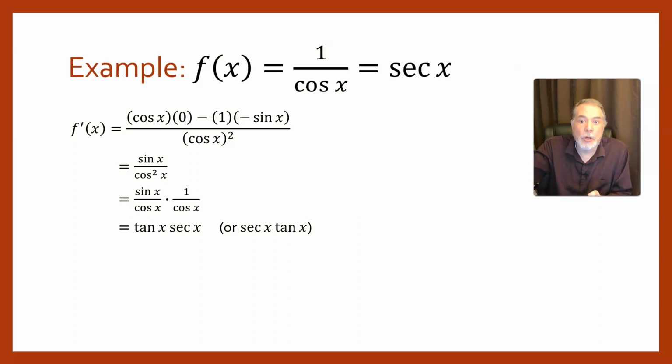If you look up on a list of derivative rules, hey, what's the derivative of the function secant x? This is the way it's usually written, as the tangent of x times the secant of x, or it could be written in the other order, secant x times tangent x. Of course, with multiplication, it's commutative, so it doesn't matter which one comes first. So there's the derivative rule for the function secant x. The derivative of secant x is tangent x times secant x.